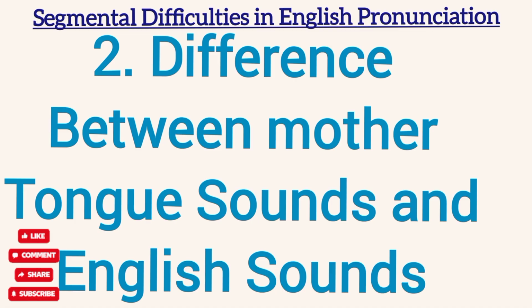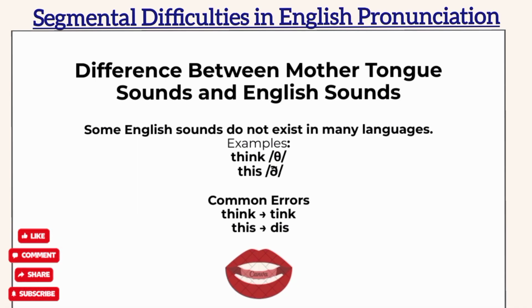2. Difference between mother tongue sounds and English sounds. Another difficulty arises because some English sounds do not exist in many other languages. For example, the TH sounds in the words think and this are unfamiliar to many learners. As a result, learners may pronounce think as tink and this as dis. This happens because learners replace unfamiliar sounds with sounds that are easier for them.